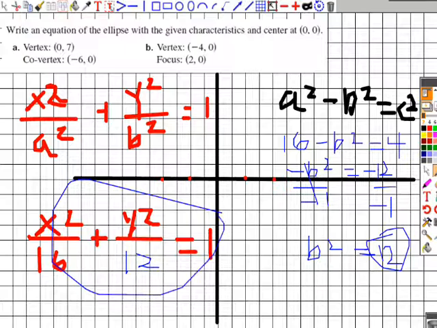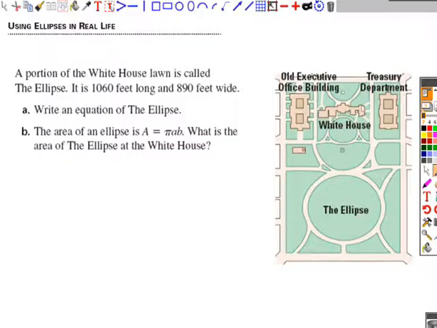Alright. Now, we're going to do one real life problem, and then we'll be done. So they give you this ellipse here, right? So let's just draw a set of axes here. Now, they tell you that it's 1,060 feet long, so this whole thing is 1,060, and the height here is 890. So how would I find this distance right here? If the whole thing's 1060, then what we would have to do here is divide by 2. So if we divide 1060 by 2, we find out that this is 530 here.